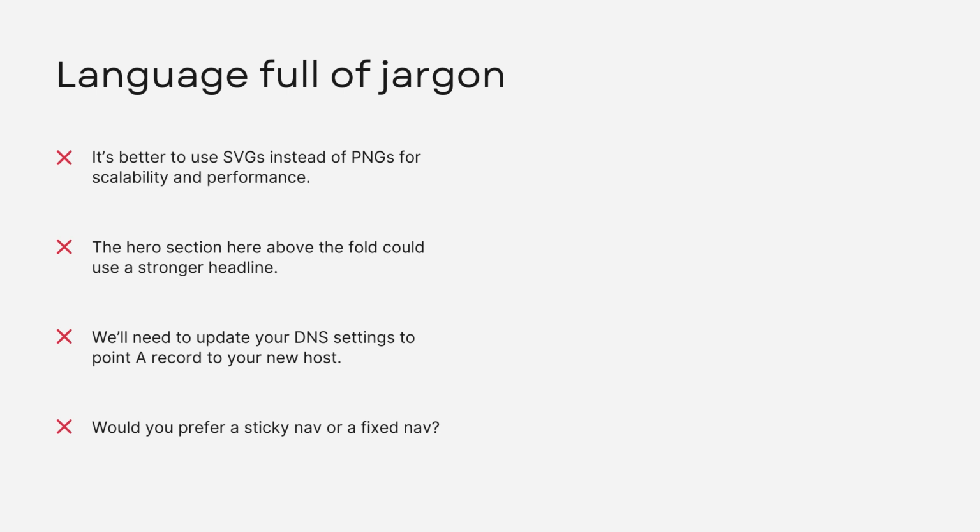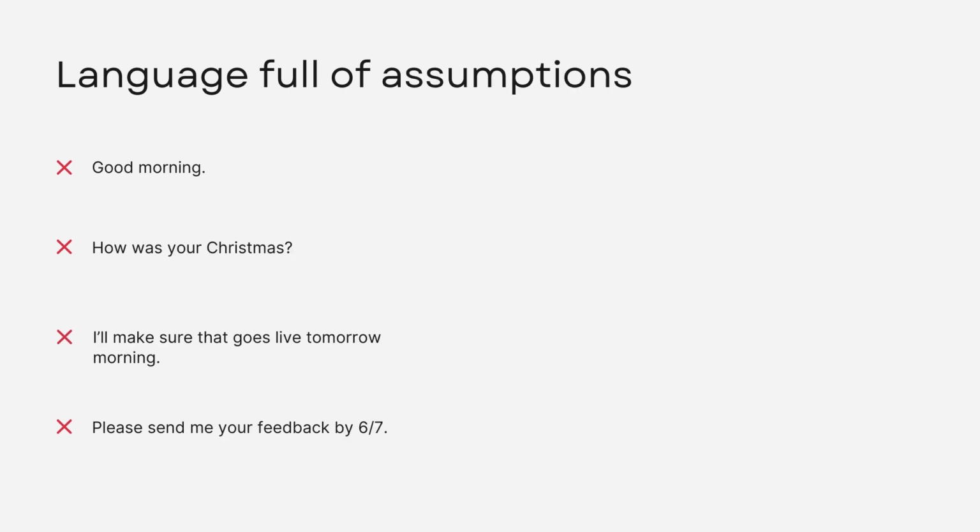You could also say something as casual as good morning at the start of a call, except that would feel awkward if it's evening for your client. Or saying, how was your Christmas when your client doesn't celebrate Christmas? I'll make sure that goes live tomorrow morning. That sounds simple, but whose morning? When is morning exactly? And in writing, something like, please send me your feedback by 6/7 could mean the 7th of June or the 6th of July. Who knows? Realistically, you can probably guess from the context, but you just really want to avoid this kind of confusion, especially when you're in the middle of a project and have so many things to manage at the same time.